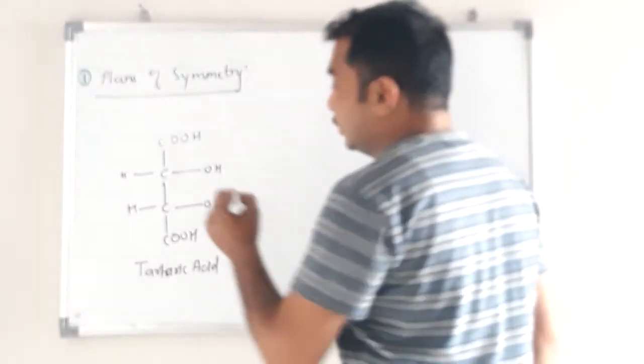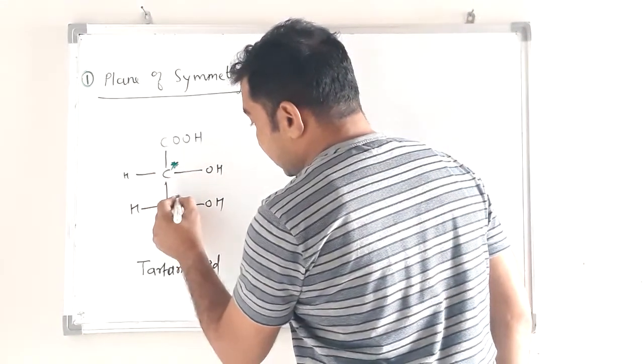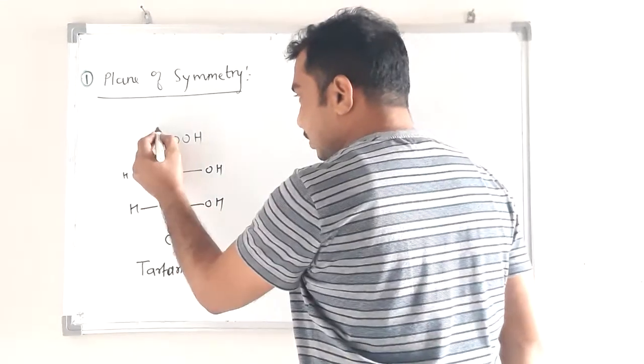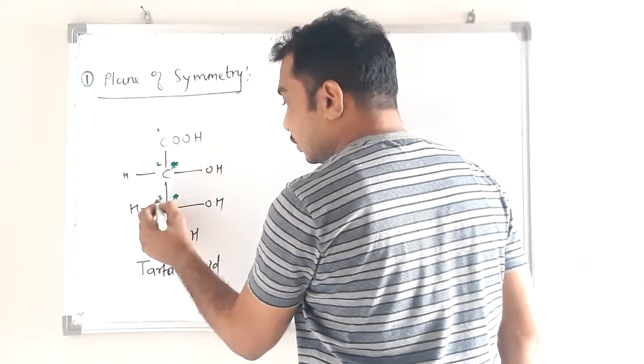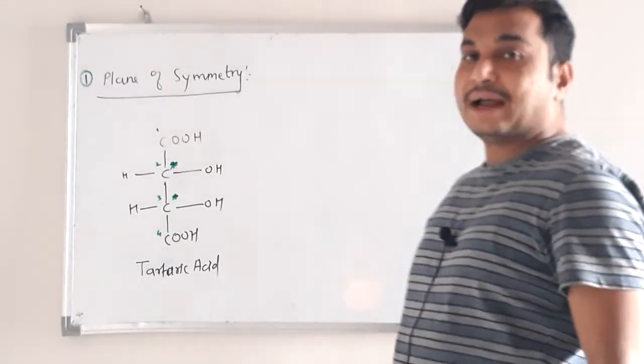Just observe the structure, you will find this molecule possesses two asymmetric carbon atoms. There are a total of 4 carbons, 1, 2, 3, 4, but among these, carbon number 2 and carbon number 3 are asymmetric, or chiral carbon atoms. We can say it is a chiral carbon atom.